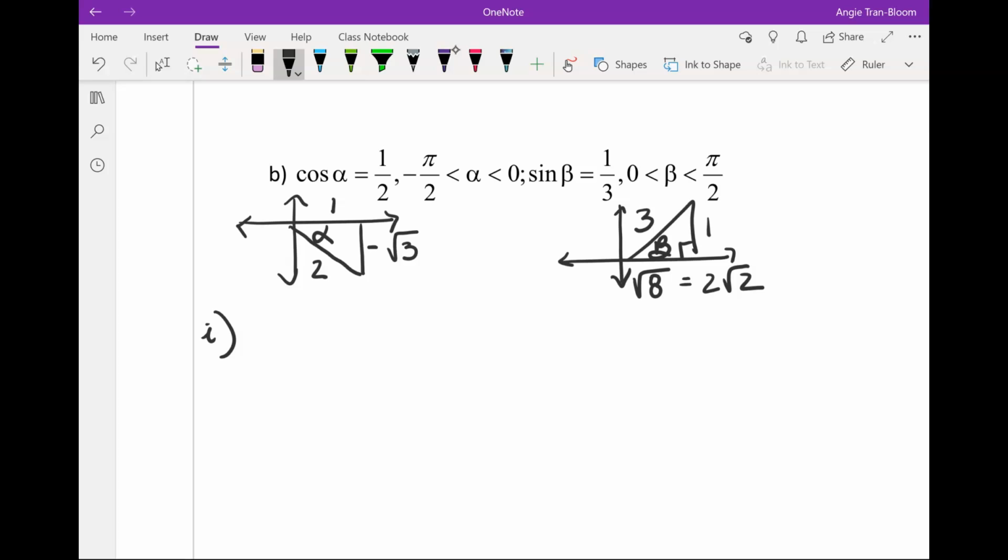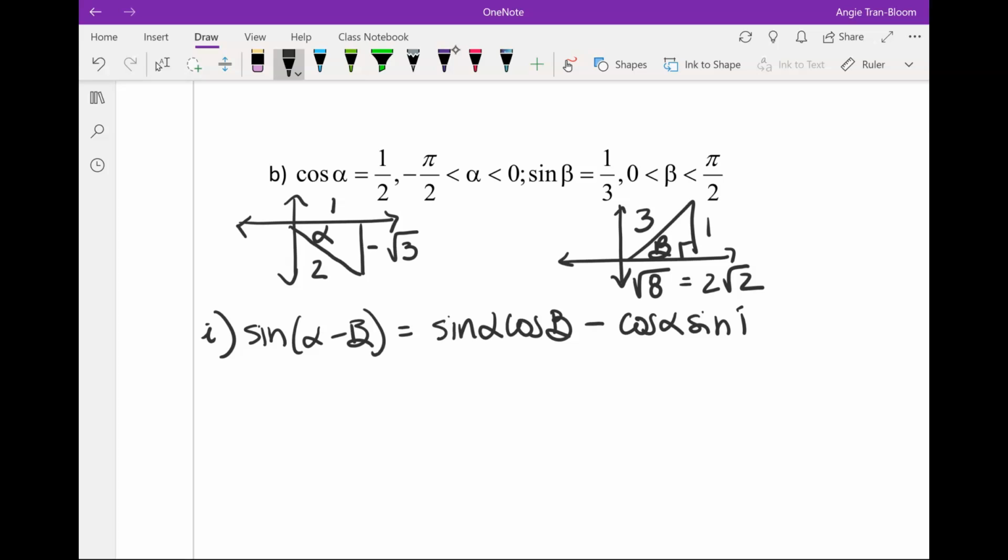What was the previous instruction? They want us to do something on 1i. What was that? I know it's sine alpha minus beta. Thank you. And Claire, did you have this formula memorized already? It's sine alpha cosine beta minus cosine alpha sine beta. Good. Beautiful. Let's fill it in.